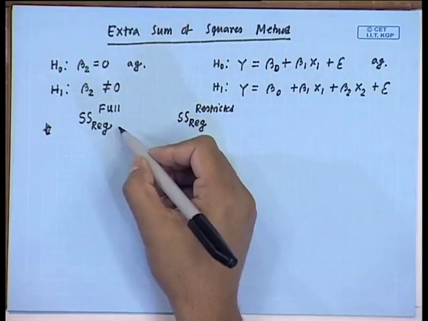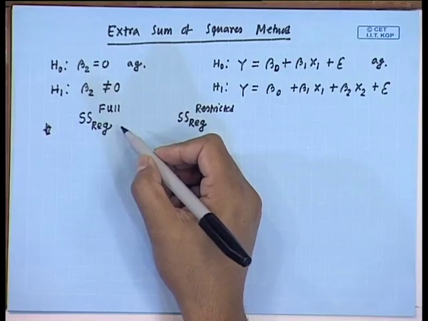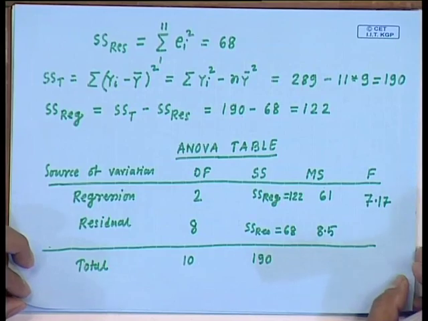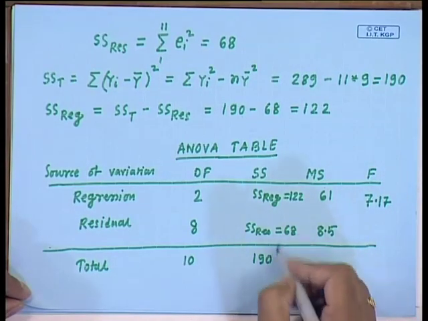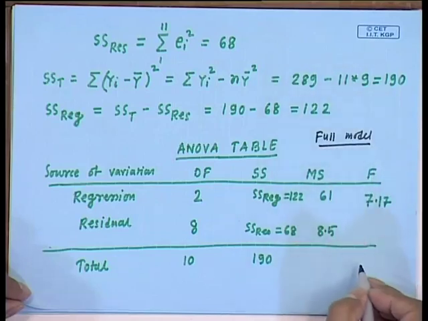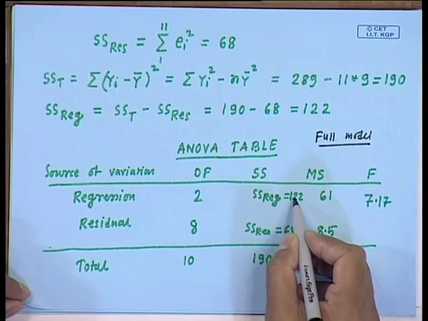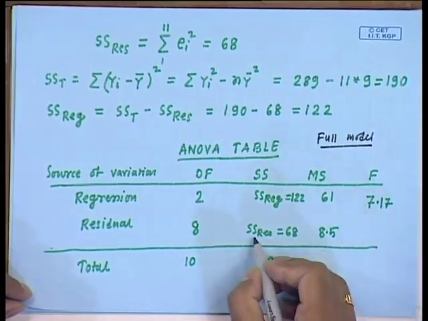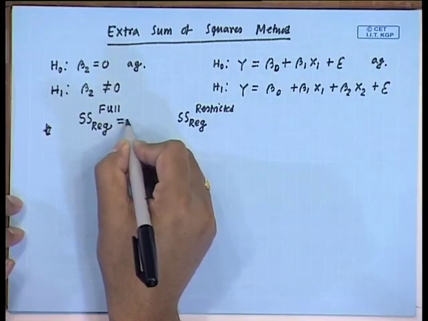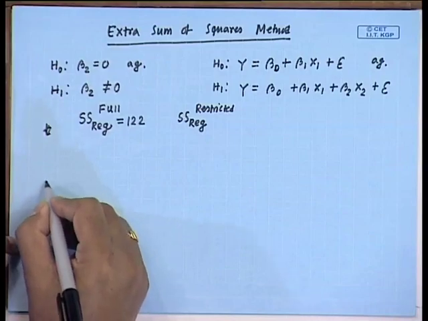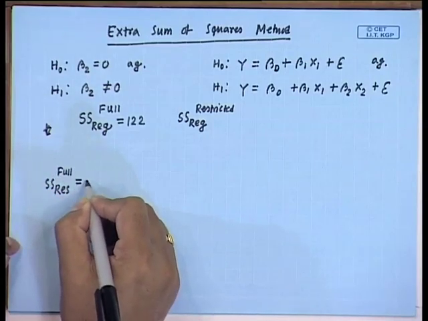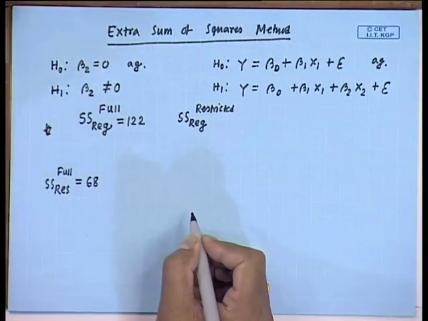For these two values, I will recall my previous class. This one is my ANOVA table from my previous class for the full model. Please refer to my last class. Here the SS regression value is 122 and the SS residual value is 68. So, I will copy these two values: SS regression is equal to 122 and SS residual for the full model is equal to 68.